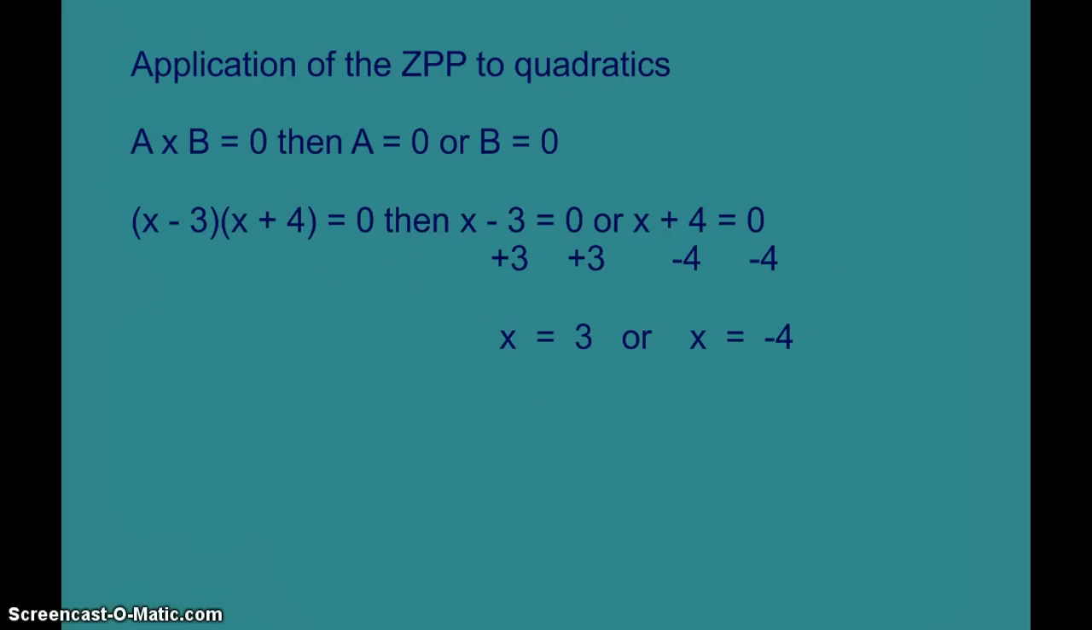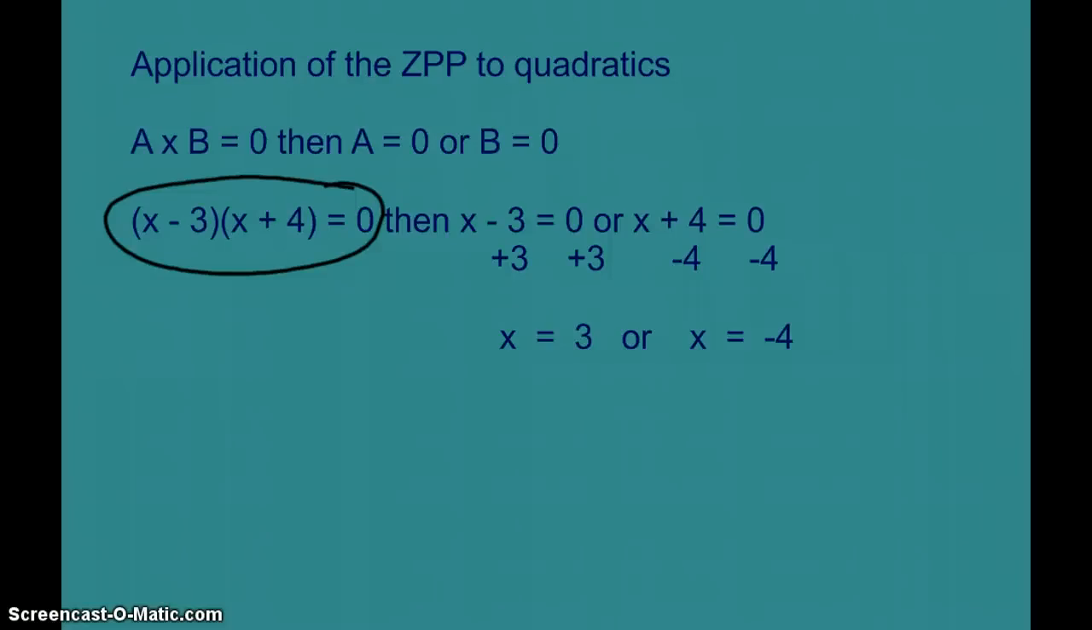So let's look at an application of the zero product property to a quadratic equation. Again, I wrote the zero product property up here: if a times b equals 0, then a equals 0 or b equals 0. We're going to use that to look at this equation right here. Now I have a quadratic equation in factored form. You notice we're starting to make connections to what we did last chapter, where I have a quadratic equation in factored form: x minus 3 times x plus 4 equals 0.